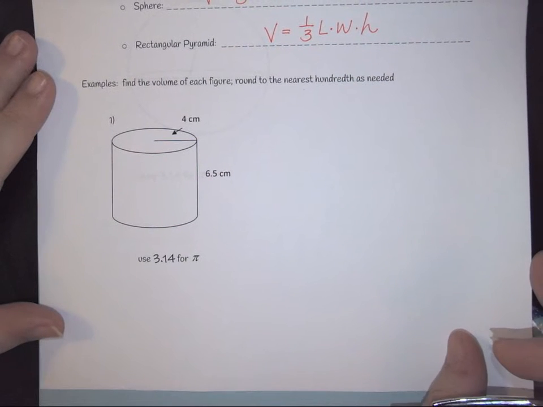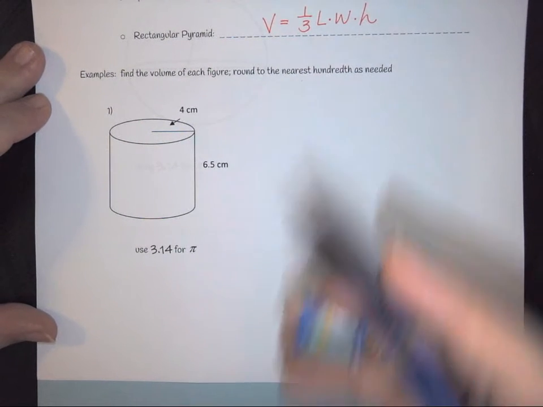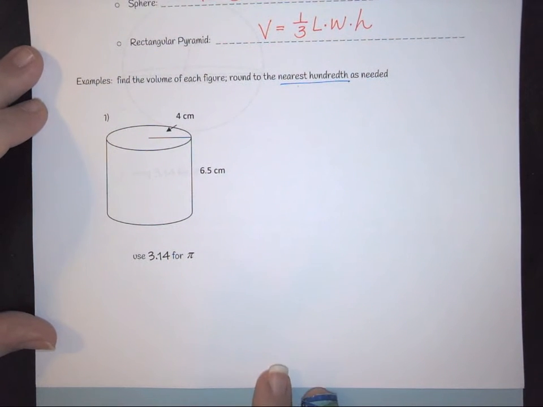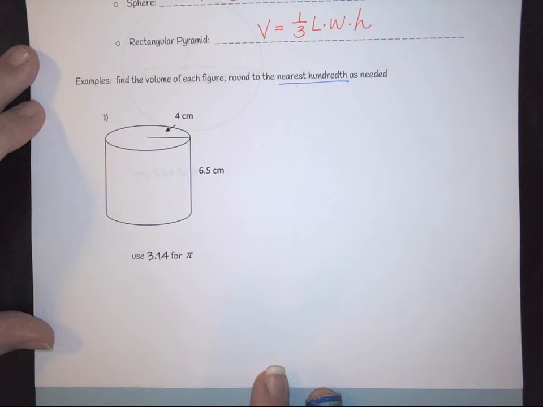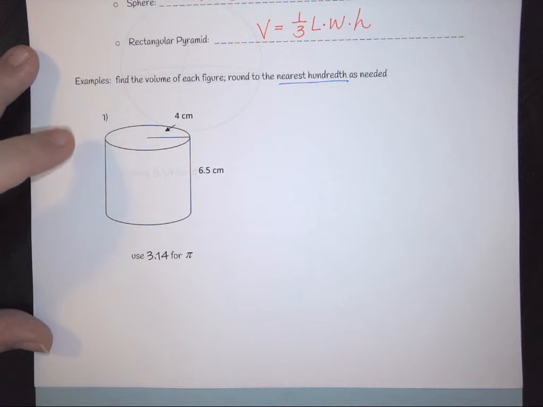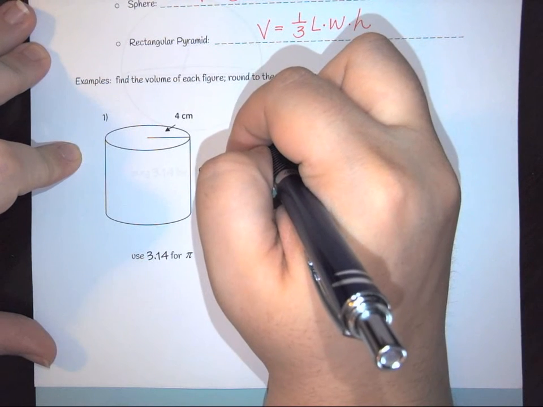So here we're just going to do a bunch of examples on calculating volume, and in this case we're going to round to the nearest hundredth whenever necessary. So the first thing you have to be able to do, and that most problems don't tell you, is what shape you actually have. So the first step in all of these problems is identifying which shape you have so you can identify which formula to use.